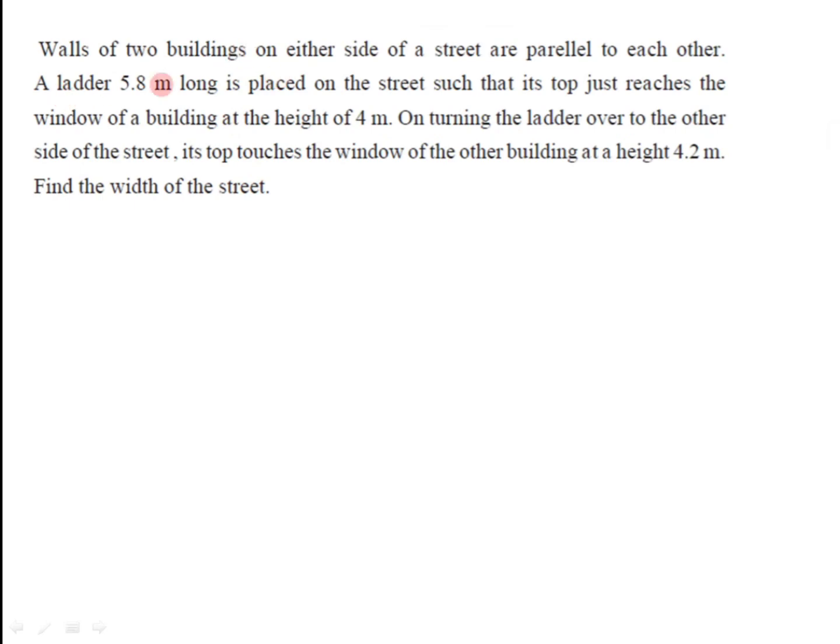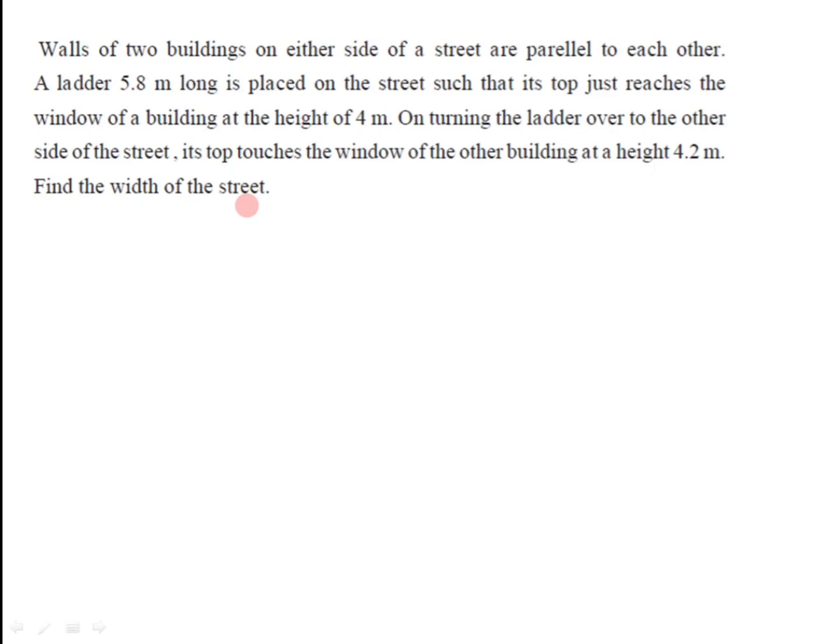Let us have the next question. Walls of two buildings on either side of a street are parallel to each other. A ladder 5.8 meter long is placed on the street such that its top just reaches the window of a building at the height of 4 meter. On turning the ladder over the other side of the street, its top touches the window of the other building at a height of 4.2 meters. Find the width of the street.